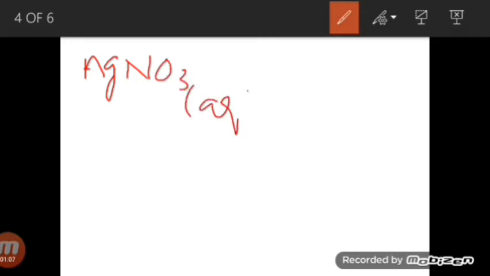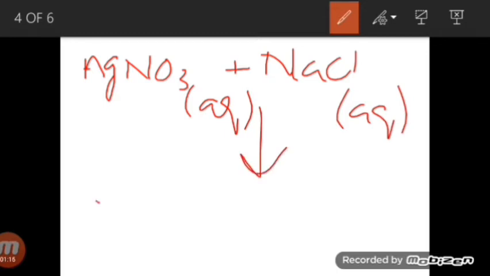When aqueous sodium chloride is added to aqueous silver nitrate, this will produce sodium nitrate and silver chloride.